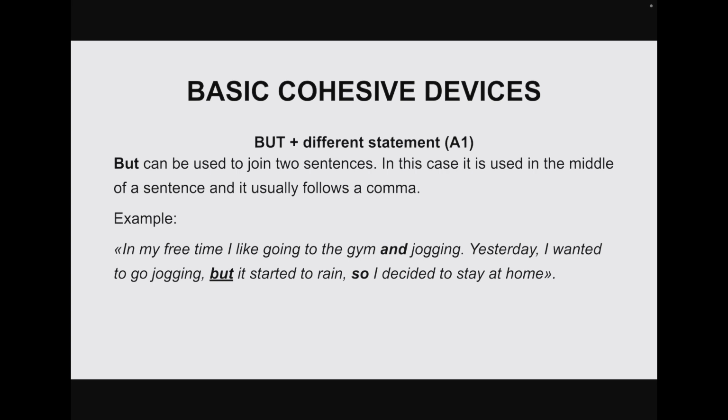But can be used to join two sentences. In this case, it is used in the middle of a sentence, and it usually follows a comma. For example, in my free time, I like going to the gym and jogging. Yesterday I wanted to go jogging, but it started to rain, so I decided to stay at home. In this statement, we have three cohesive devices: and, but, and so. They are all basic devices.